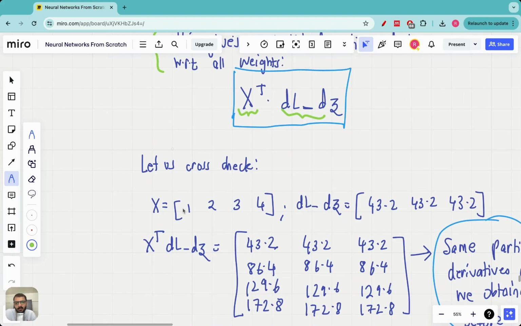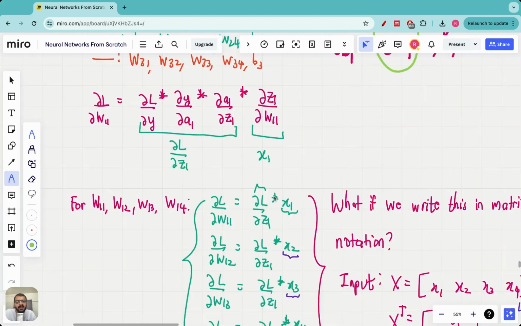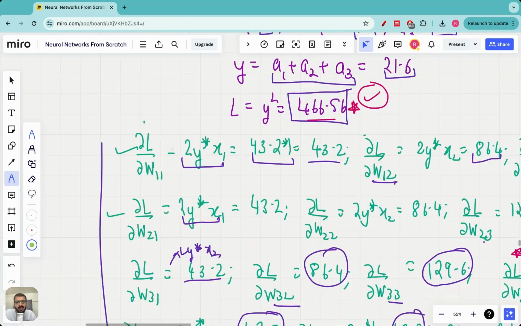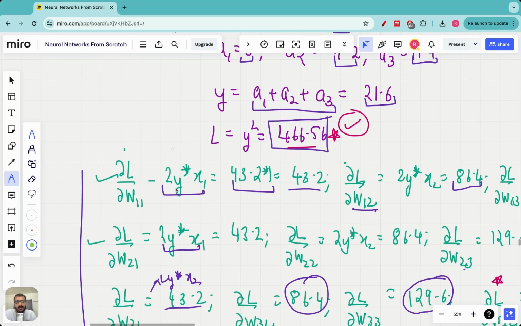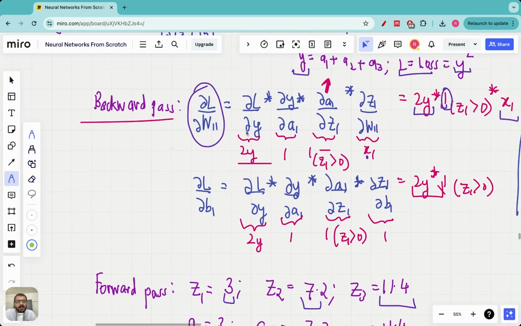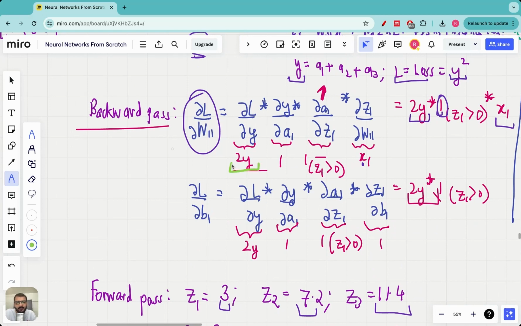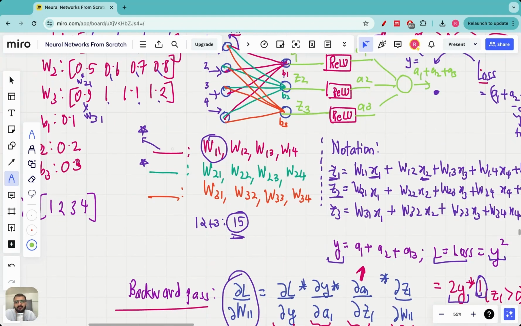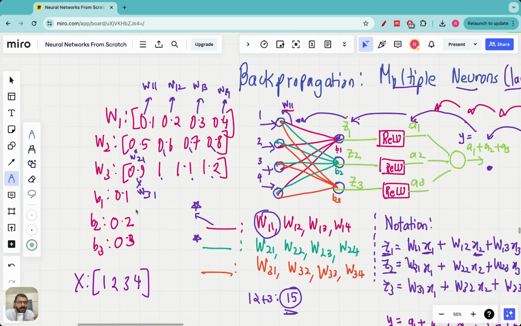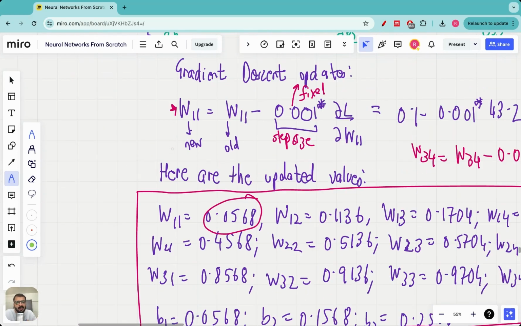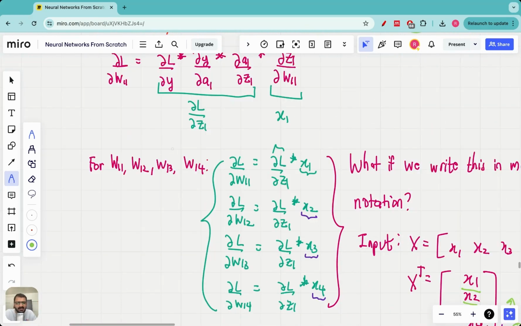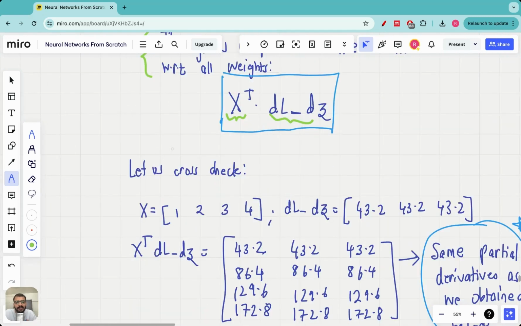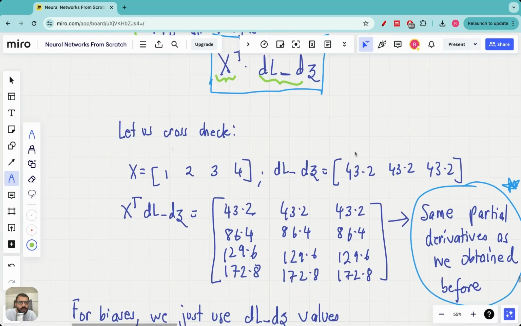So the input values were 1, 2, 3, and 4. And we had taken the weight values and the bias values so that the partial derivative with respect to Z1 will be just 2y. And y in the first forward pass was equal to 21.6. That's how we had chosen the weights and the biases. So the partial derivative of L with respect to Z, if you take that matrix for the example which we had considered, is actually equal to 43.2, 43.2, and 43.2.